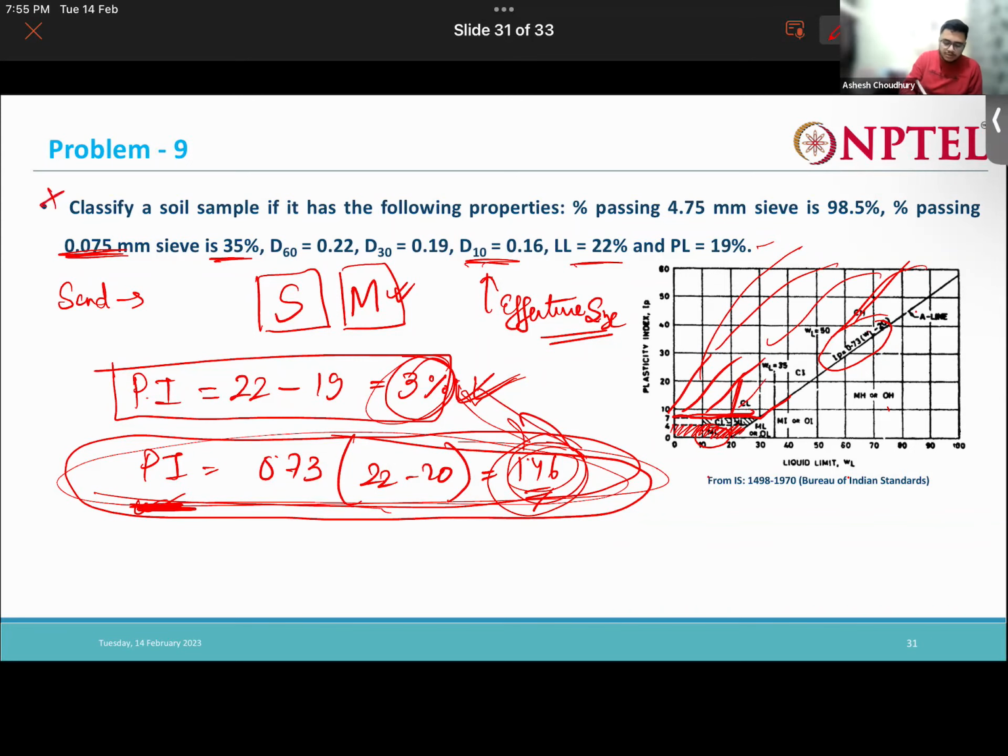Okay, so this is a very important problem. Many people make mistakes in this. Only if it is above 7%, then you use this. If it comes between 4 and 7, then it will be SC-SM like this.